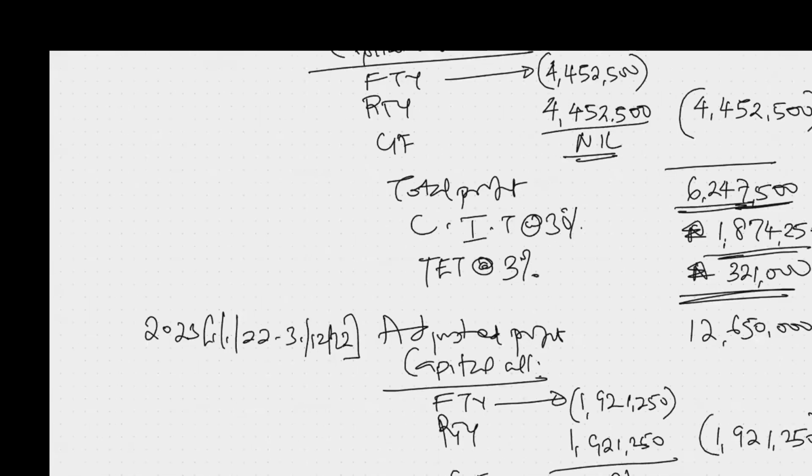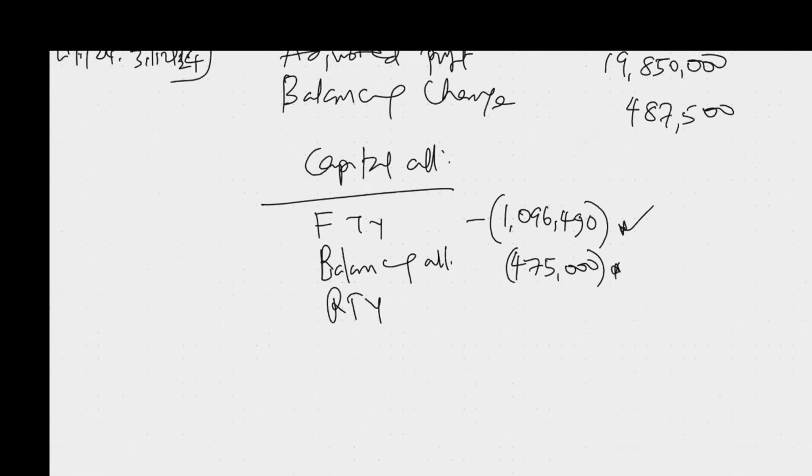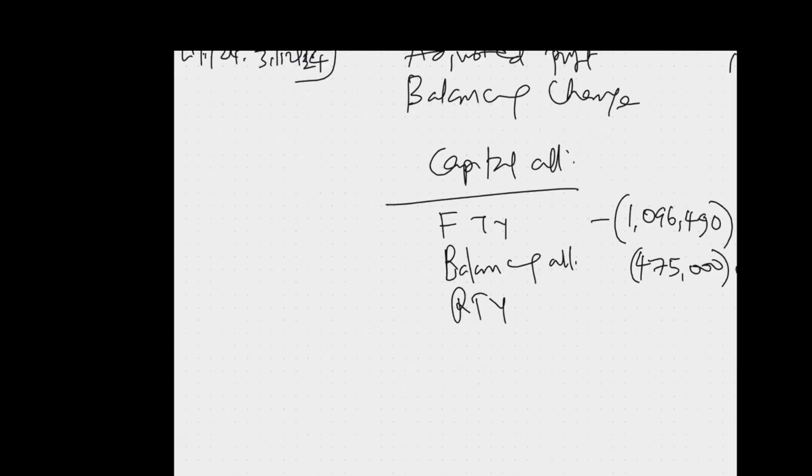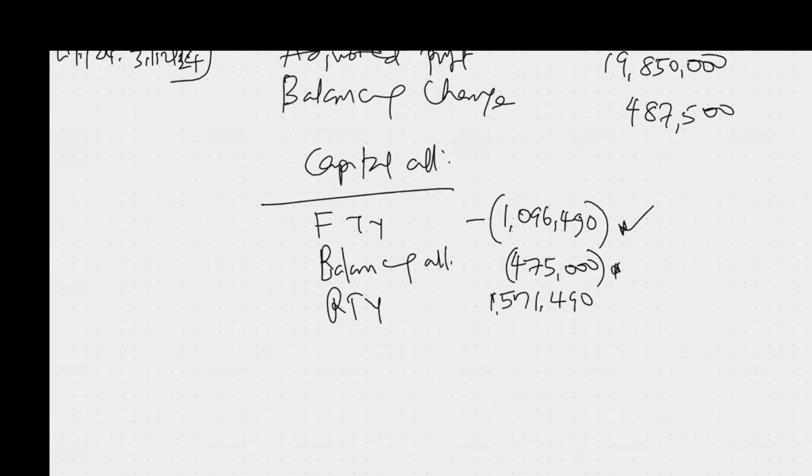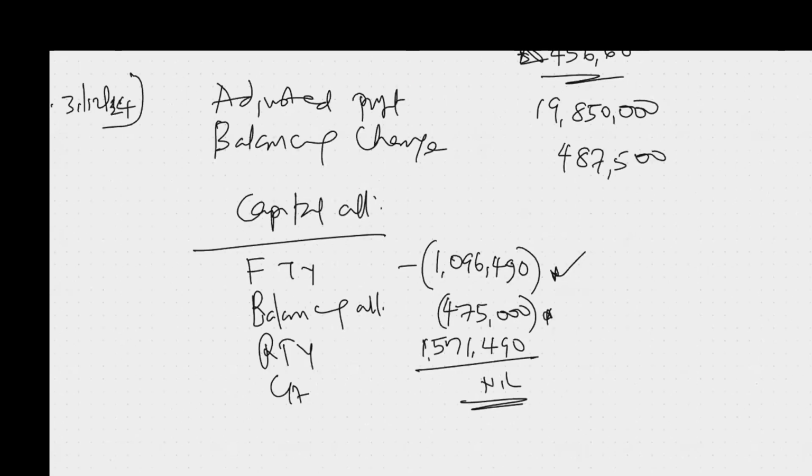So when you add these two together, what do you have? 1,571,490. Okay, this is relief for the year. Carry forward, nothing. So I'll bring that here. 1,571,490. Total profit: this plus this minus this. What do you have?